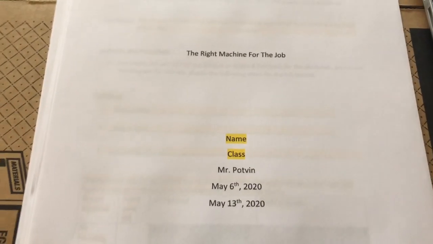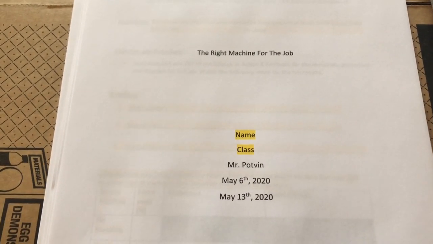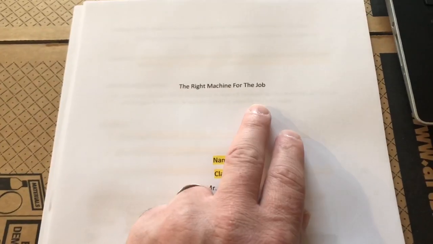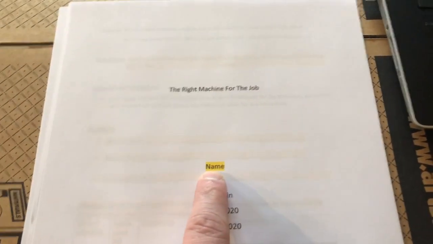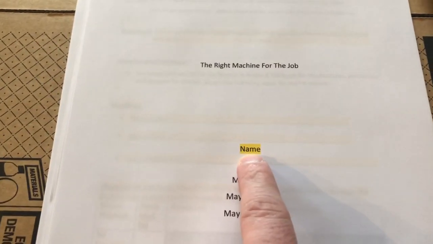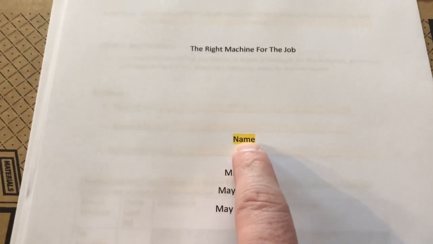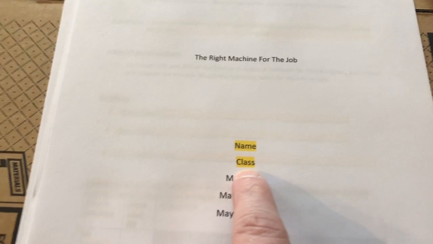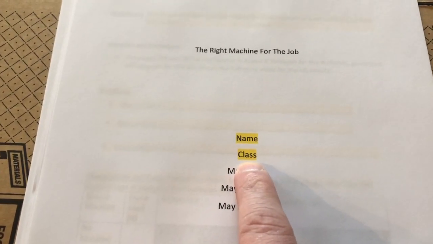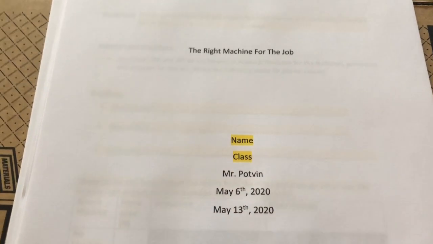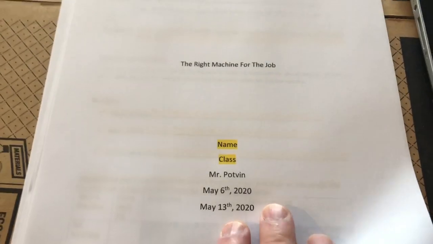Okay, so here's the lab. I'm setting it up very similar to the Law of Reflection lab, where all you're gonna have to do is the highlighted components. So the title is Right Machine for the Job. You're gonna have to type in your name. You can just highlight that and type your name. You can leave it highlighted if you want. But yeah, just put your name there and put your class. So again, Potvin AM or Potvin period one, Potvin period two, or Rennie. Okay, everything else I've done for you.